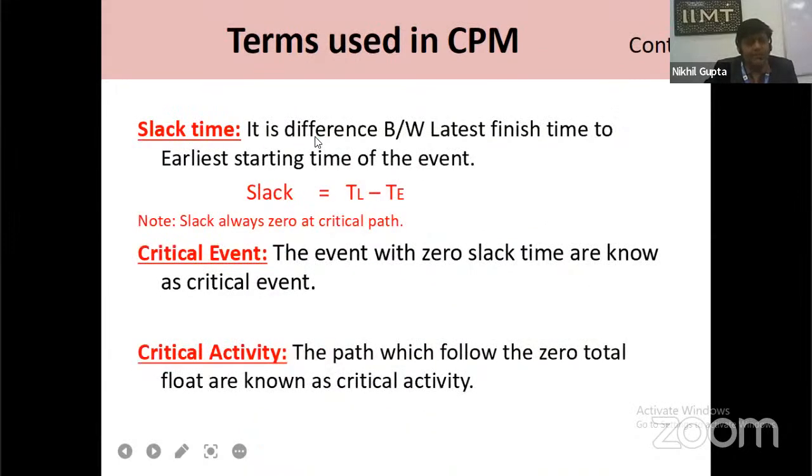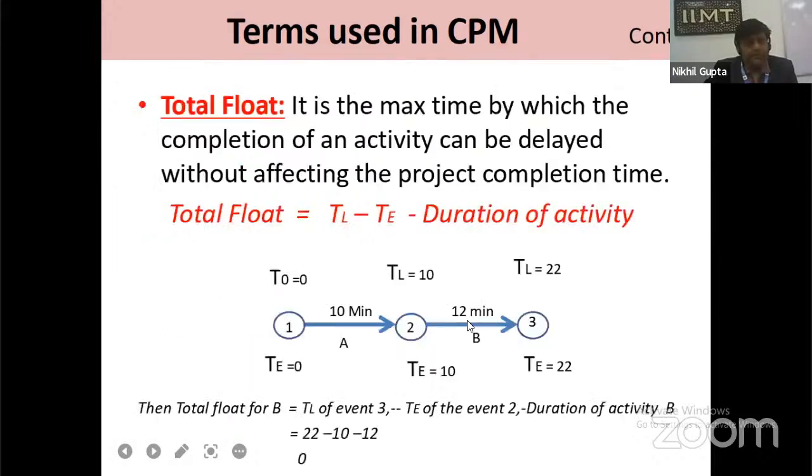Next, slack time. It is the difference between the latest finish time and the earliest starting time, meaning slack is equal to TL minus TE. Note that slack is always 0 on a critical path. On any critical path, the slack will always be 0, meaning TL is equal to TE. Critical event: events with zero slack time are known as critical events. Similarly, critical activity: the path which has zero total float is known as the critical activity.